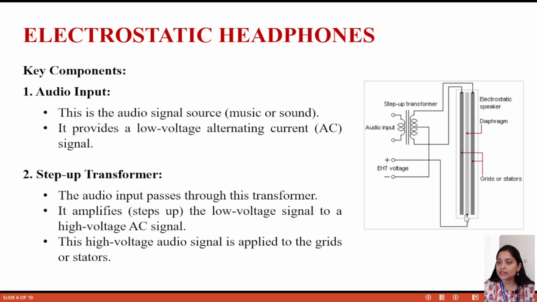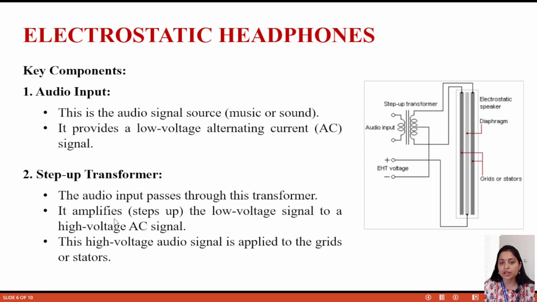Okay, and this thin gray color plate is called the diaphragm, and it is also connected to a particular DC voltage. Okay, so these are the main components. First of all, now I am reading one by one. Audio input: this is the audio signal source, music or sound. It provides a low voltage alternating current signal.